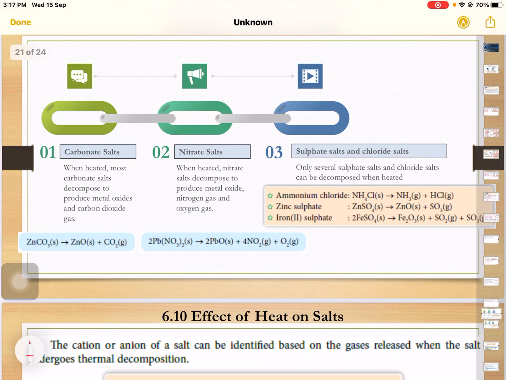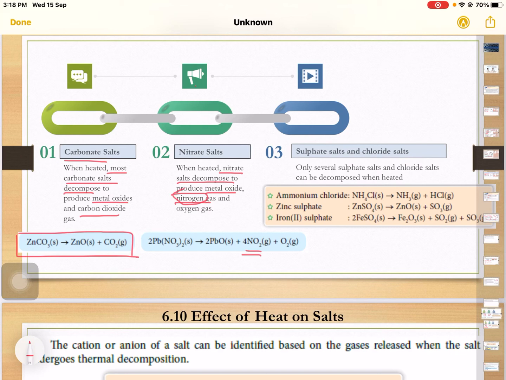Okay. Kalau carbonate salt, bila kita heated, most of the carbonate salt akan decompose to produce metal oxide dan juga carbon dioxide. For example, here kita ada zinc carbonate. Bila kita heat, kita akan dapat metal oxide dia, nama zinc oxide dan juga carbon dioxide. Okay, second, for the nitrate salt, when heated, nitrate salt decompose to produce metal oxide, nitrogen gas and also... it's not nitrogen gas. It was a nitrogen dioxide gas. So, dekat sini ada masalah sikit. Nitrogen dioxide gas. The formula is NO2, and also oxygen gas.